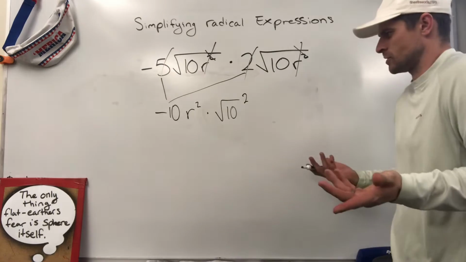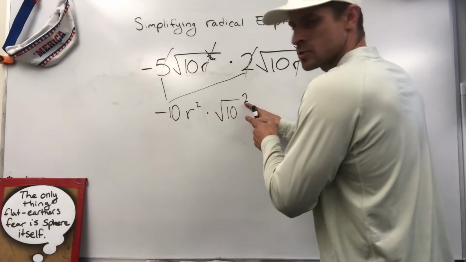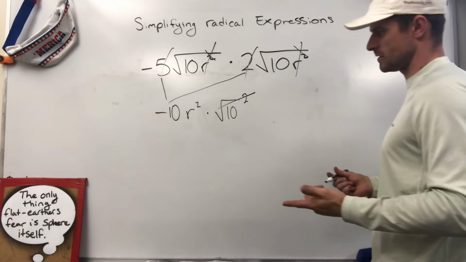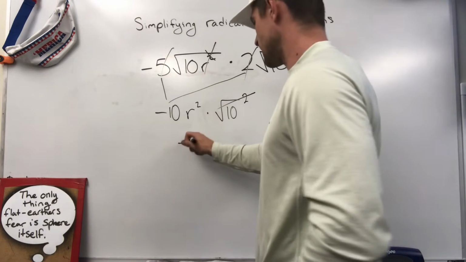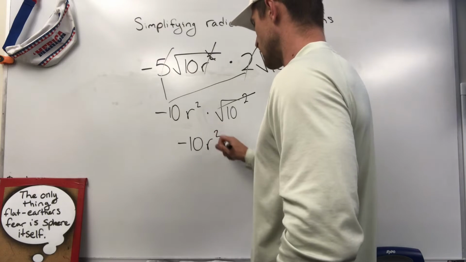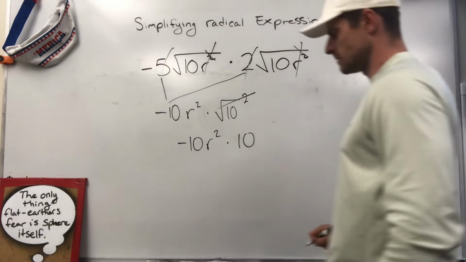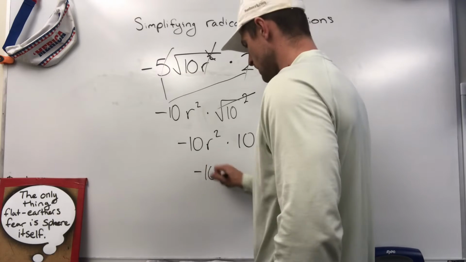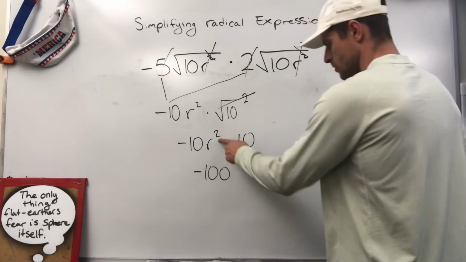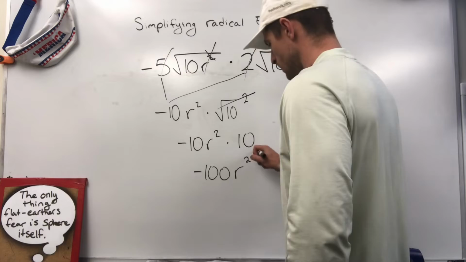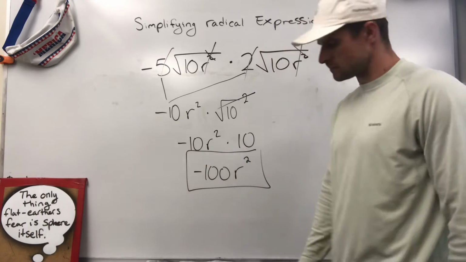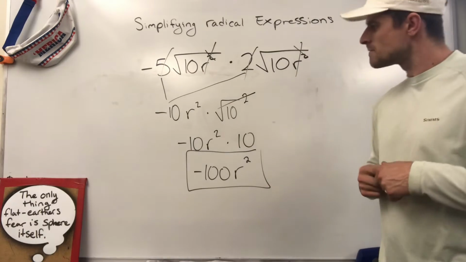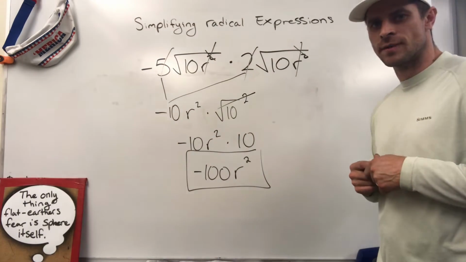Yeah, of course you can do that. And squaring something and square rooting something are inverse operations. They cancel each other out. So now we're left with negative 10r squared times 10. And a negative times a positive makes a negative, and r squared gets brought down. And just like that, you've simplified another radical. All right, with a little bit of magic, we can find our third and final problem.